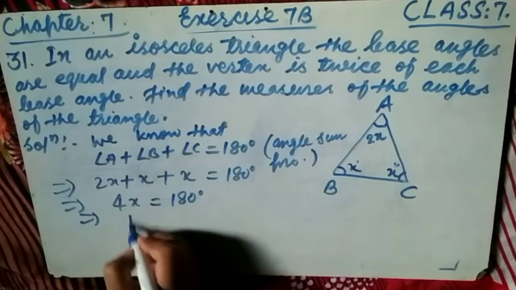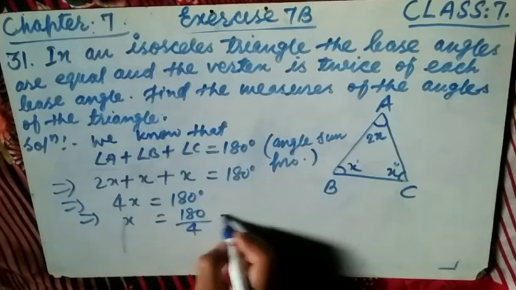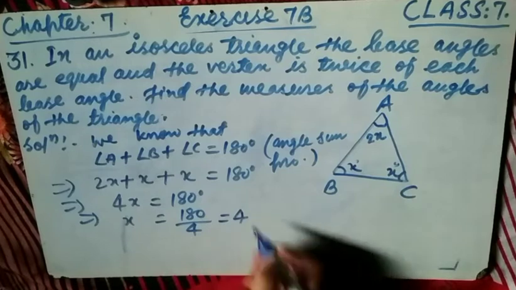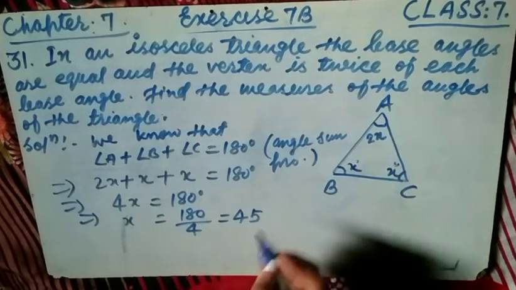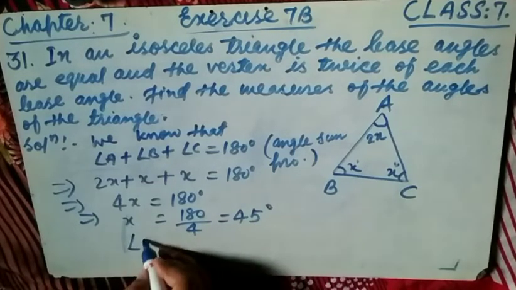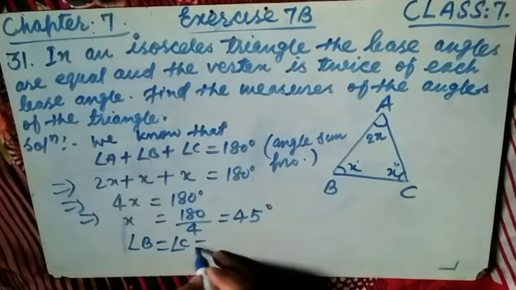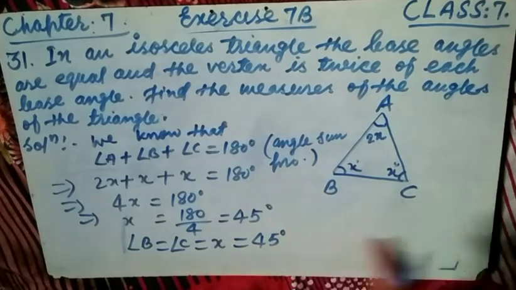Okay friends, x is equal to 180 divided by 4. 4 times 4 is 16, and 4 times 5 is 20, so this is 45 degrees. x is 45 degrees. So angle B is equal to angle C is equal to x, which is 45 degrees. That means angle B is 45 degrees as well as angle C is 45 degrees.